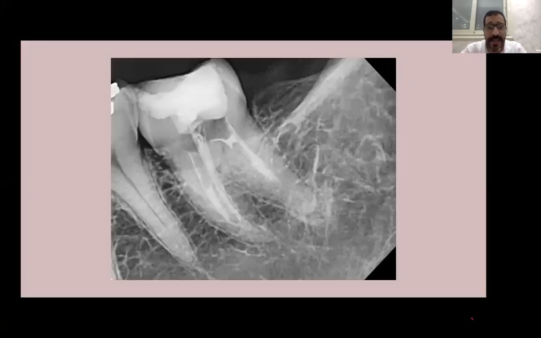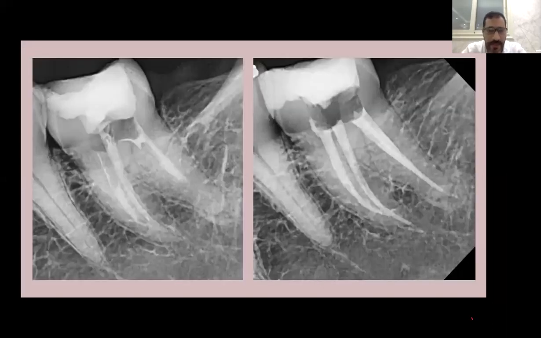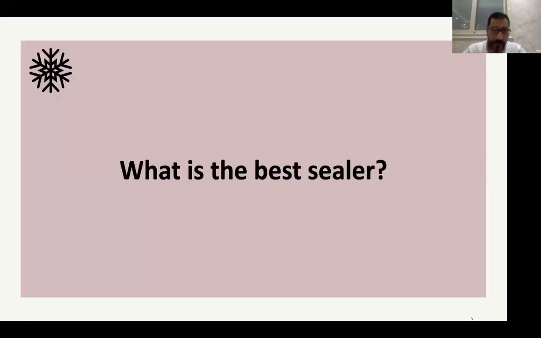This is a case, as we see, with sealer inside the root canals. Now, after removing the sealer from the root canals, it was a sealer material flowing with gutta percha, by the way. And this is after I obtained an apical seal and I obtained preparation of the root canal system. So what is the paste sealer?